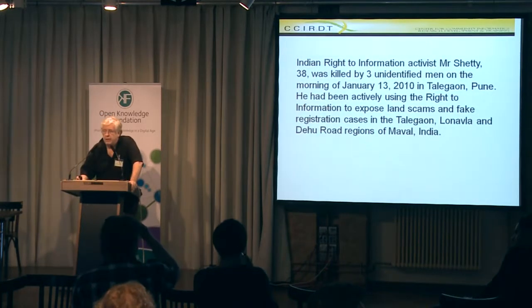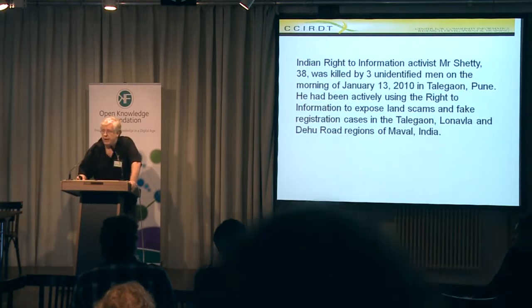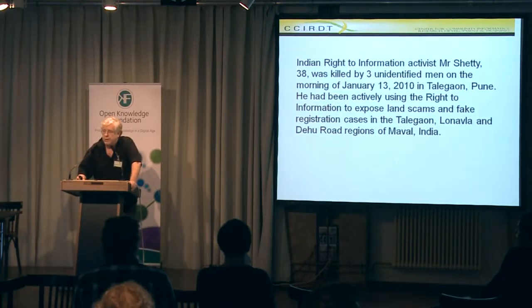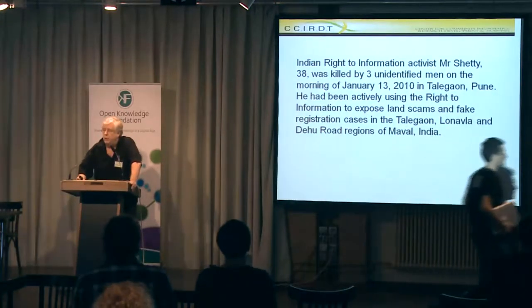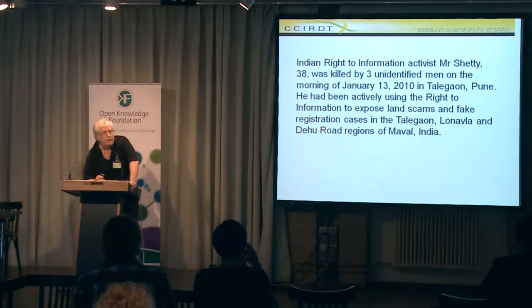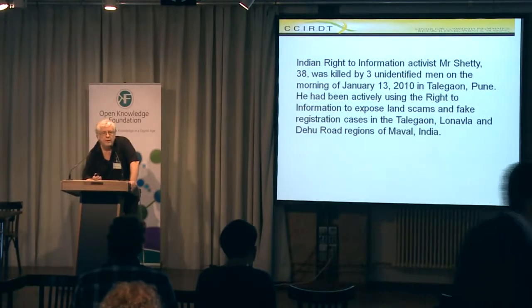Satish Shetty is an Indian right to information activist, 38, who was killed by 3 unidentified men on the morning of January 13, 2010 in Talegaon, Pune. He had been actively using the right to information to expose land scams and fake registration cases in the Talegaon, Lonavala, and Dehu Road regions of Maval in India. He was a martyr to the right to information.